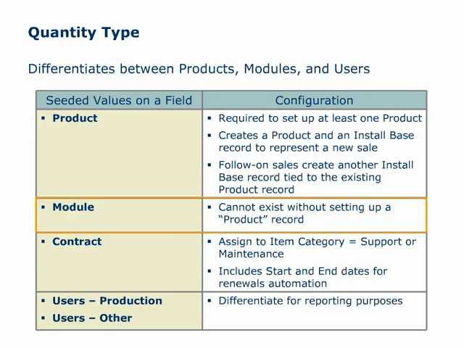Modules represent additional functionality and cannot exist without setting up a product record. Contracts are associated with maintenance or support and need to be assigned to item category maintenance or support. Start and end dates are included for renewal automation. Finally, two different types of users are provided for reporting purposes.